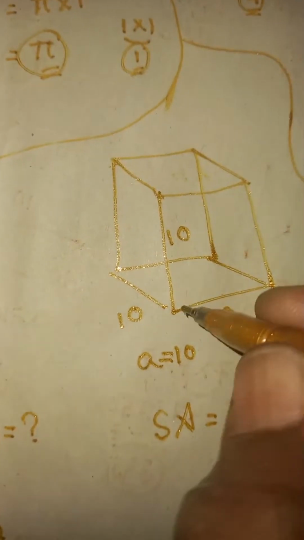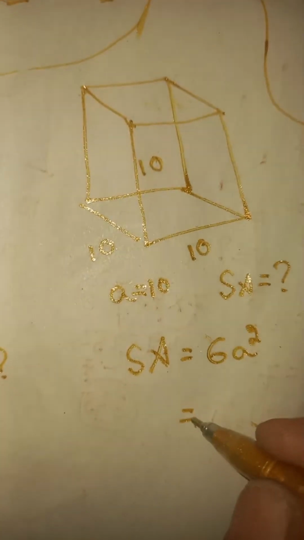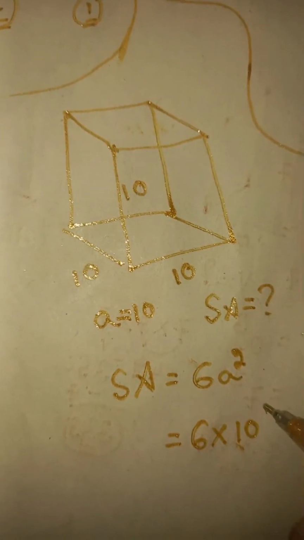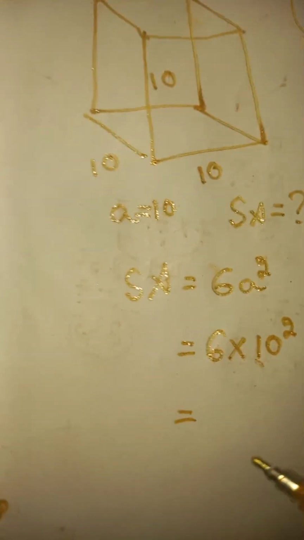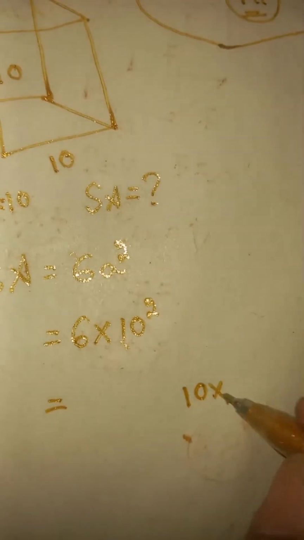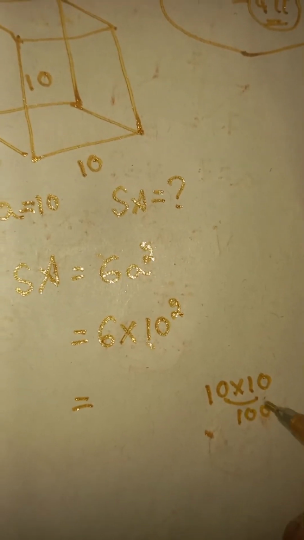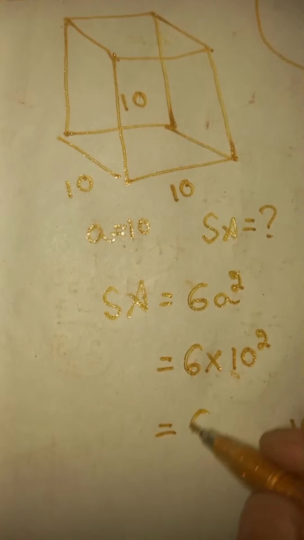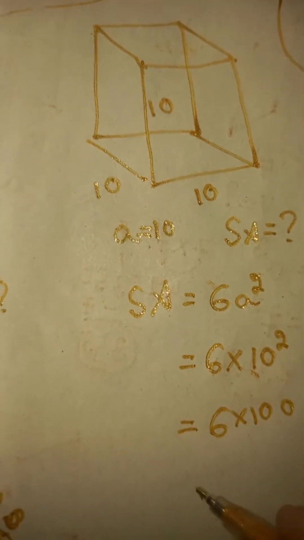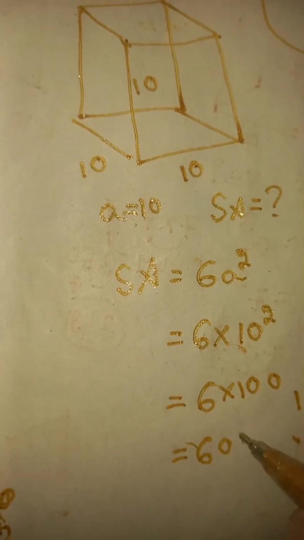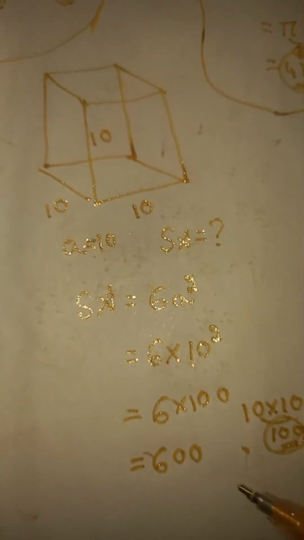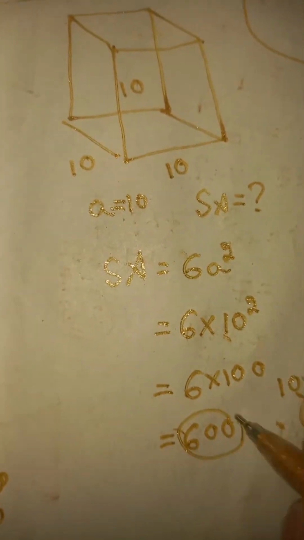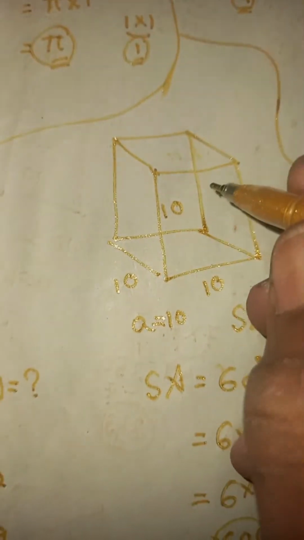Here, side length is 10 units. So it becomes 6 times of 10 square. Now you need to find out what is this one. That is 10 square means 10 times of 10, which becomes 100. So this is 6 times of 100, that give rise to 600. This is 600 square units is the complete surface area of this cube.